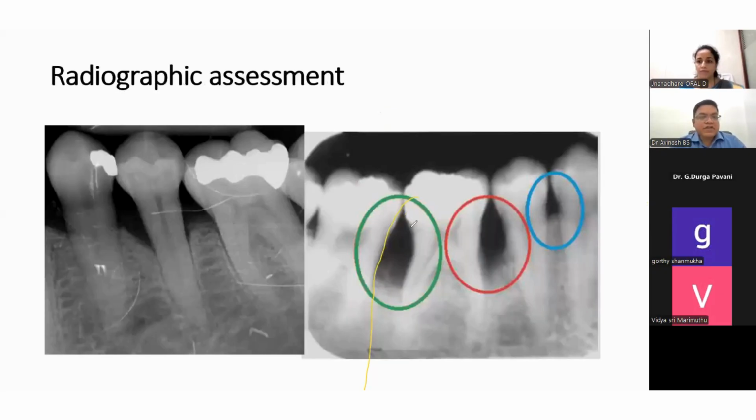Then, of course, you need to do a radiographic assessment as well. Here we see the percentage of bone loss. You need to measure the root length and how much bone support is still present. That is what we need to look at for the prognosis of the tooth. At least 50% of bone should be present for us to say the prognosis is at least fair. Beyond 50% bone loss, the prognosis becomes questionable, or you may even say it is poor.